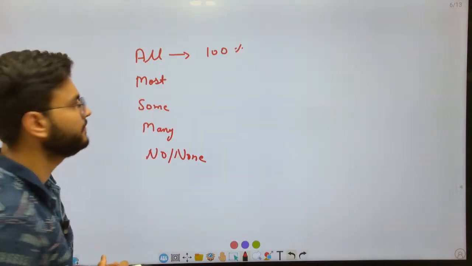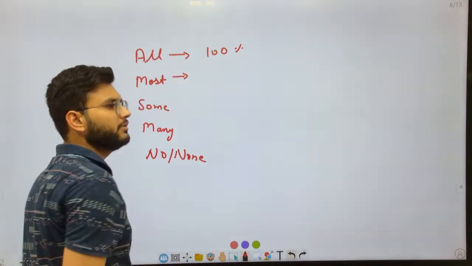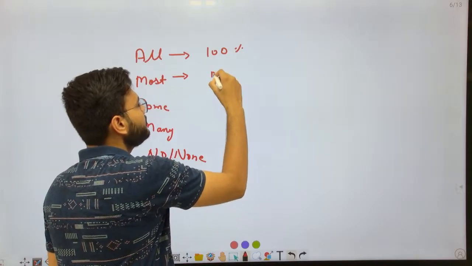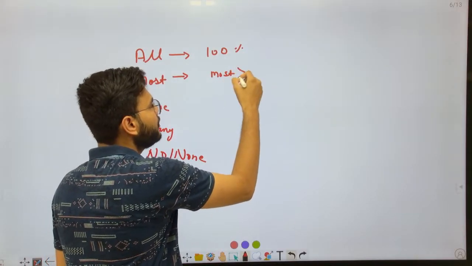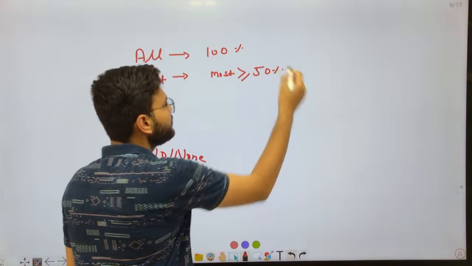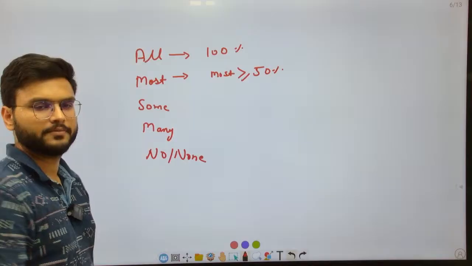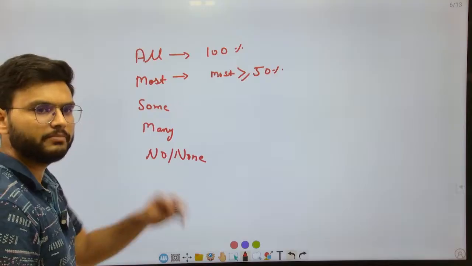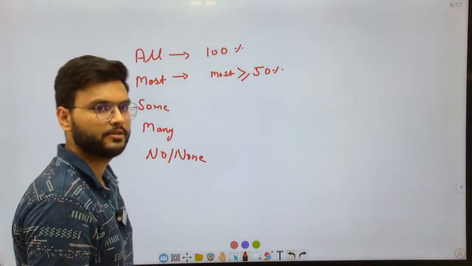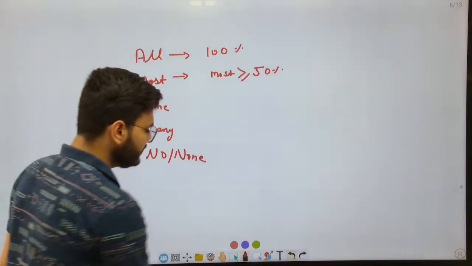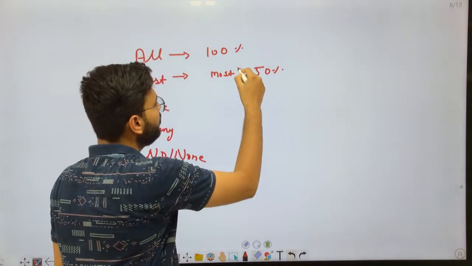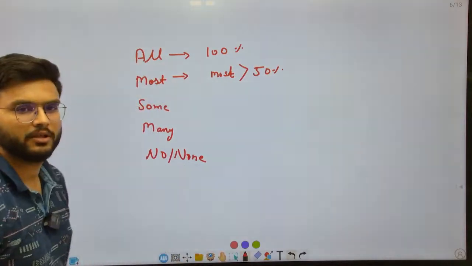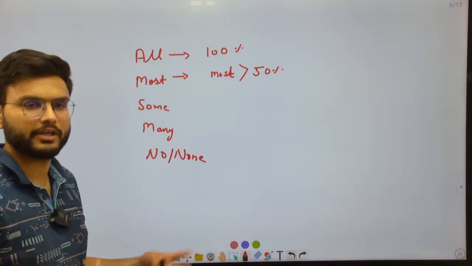When I say most, what does most mean? Most represents more than 50%. Most means you are now representing the majority. Think of it like this, it is more than 50%. It would be easy for you. More than 50% means now you have the majority.